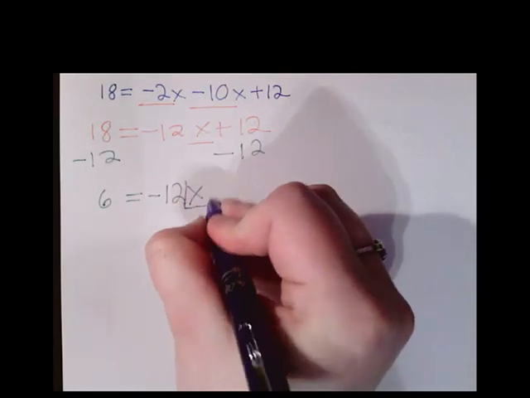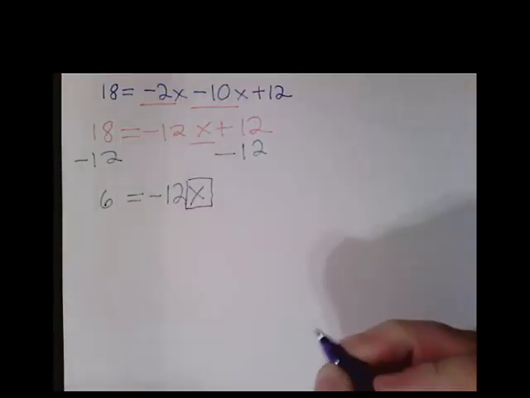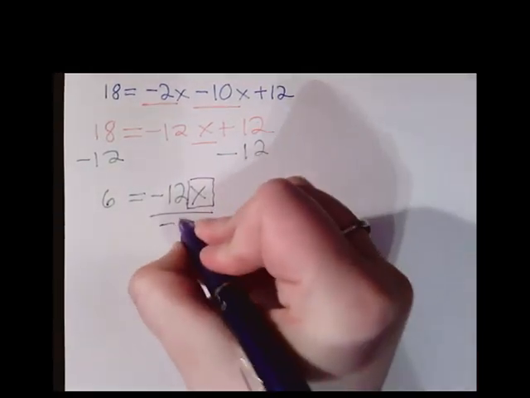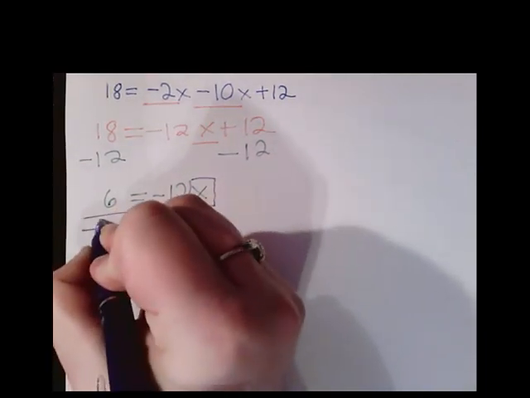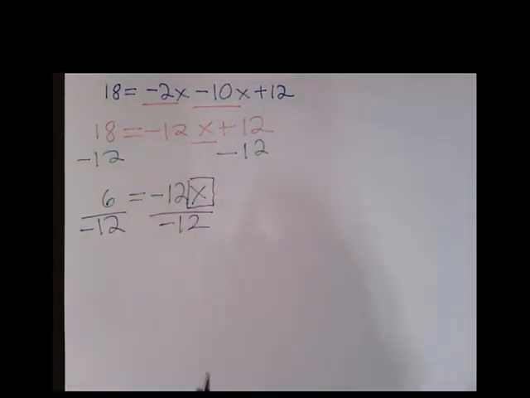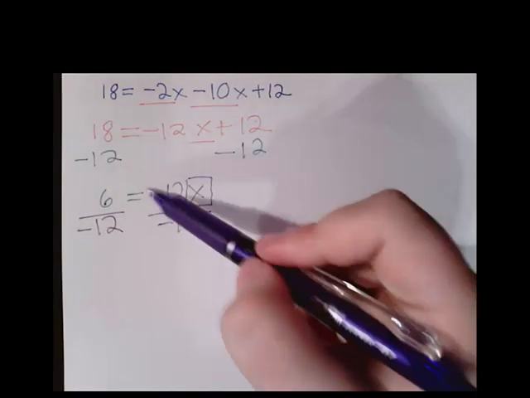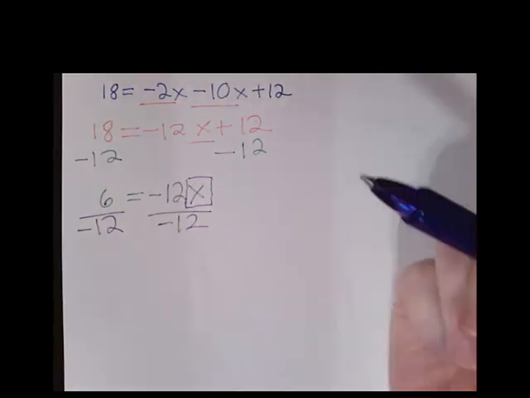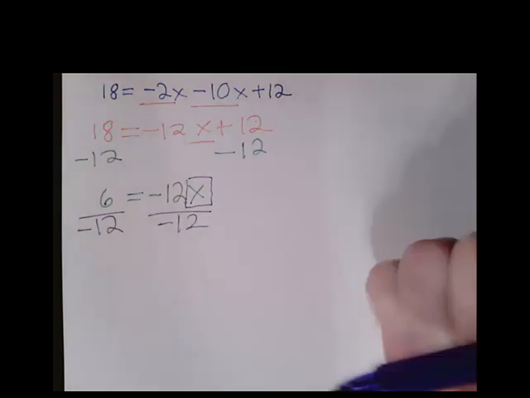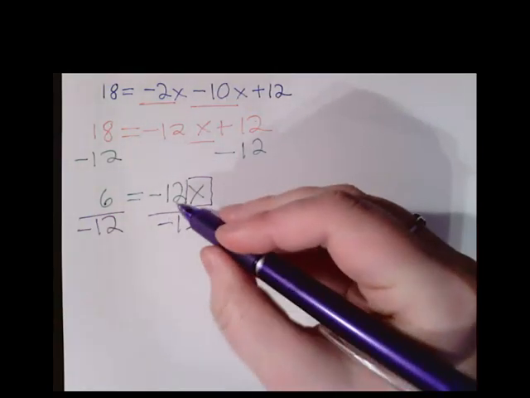All right, from there, my 12 is multiplying to x. So, to isolate x, or get x by itself, I need to divide by 12. Or divide by a negative 12, I should say. Okay, negative 12 divided by negative 12 is 1, which is what we want. We want it to become, when we're multiplying and dividing, we want it to become 1.